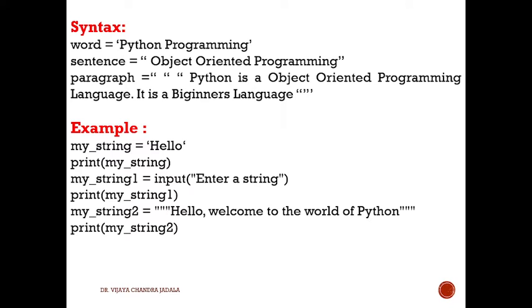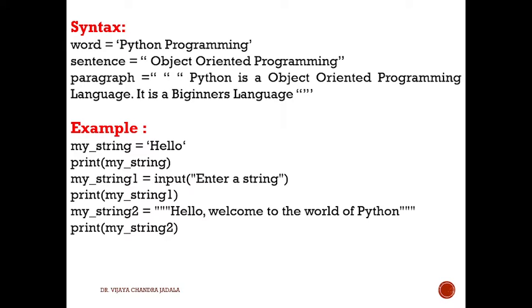The syntaxes and examples of strings are shown here. Word equal to, in single quotes, Python programming. Sentence: object oriented programming. Paragraph: Python is an object oriented programming language. It is a beginner's language.